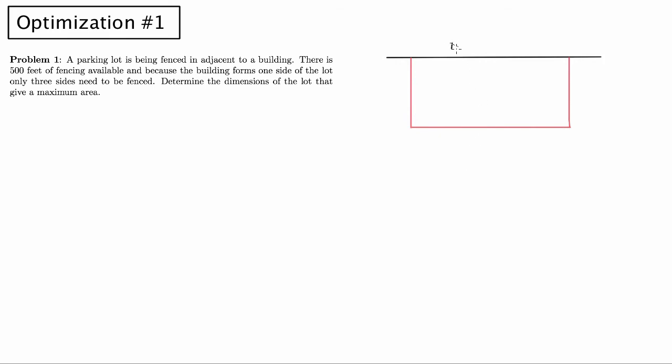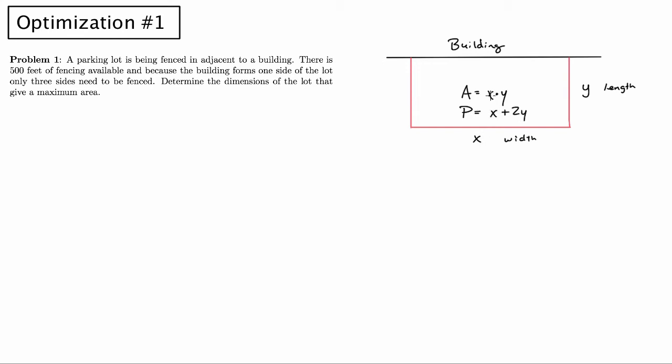So this is the building up here. And we've got the lot down here, and I need to introduce some notation. So I'm going to introduce the notation y corresponding to the length. And I'm going to introduce the notation x, which will correspond to the width. Then the other thing that I know is that the area of this lot is going to be equal to x times y. I know that the perimeter of this lot is going to be x plus 2y.